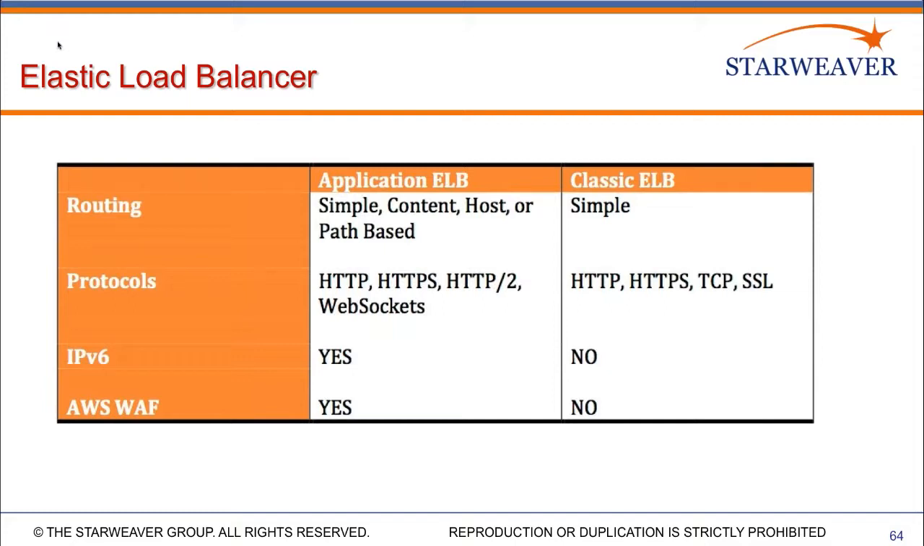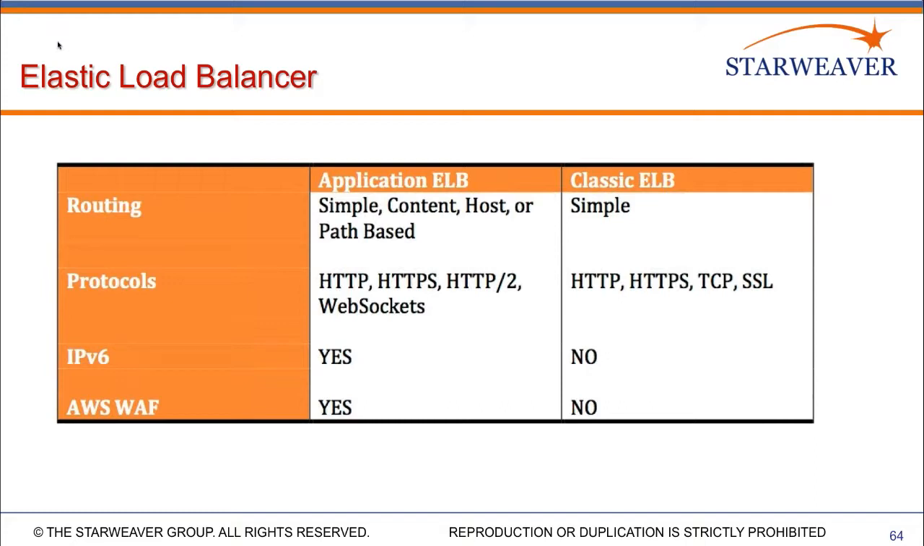Let's start with the classic ELB. It's just simple routing, and basically by default it sends requests to instances that have the least number of outstanding requests. So it looks across all of your instances in your group, says which ones have the least number of requests that have not yet been responded to, and that's the one that gets the next request. You could use it for HTTP, HTTPS, TCP, or SSL. Okay, it does not support IPv6 addresses, only IPv4, and it doesn't have the web application firewall, which I'm going to talk about in a second.